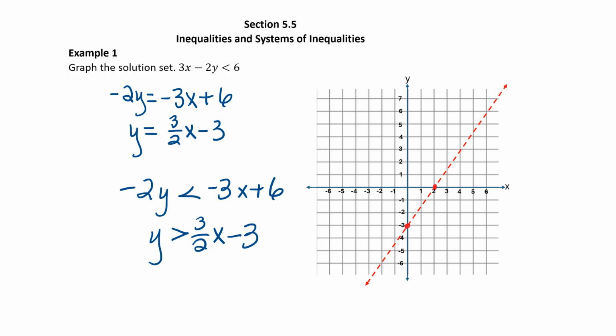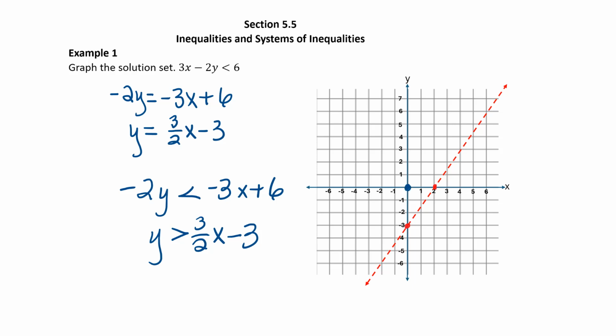We want to know all the points where y is greater than 3/2 x minus 3, and those points live on one side of the line or the other side of the line. They are all going to be on one side or the other. So we have to figure out which side we need to shade to figure out where all those points are. So the way we do that is we test a point on one side or the other. It doesn't matter which side we choose. I always just pick the easiest point to check.